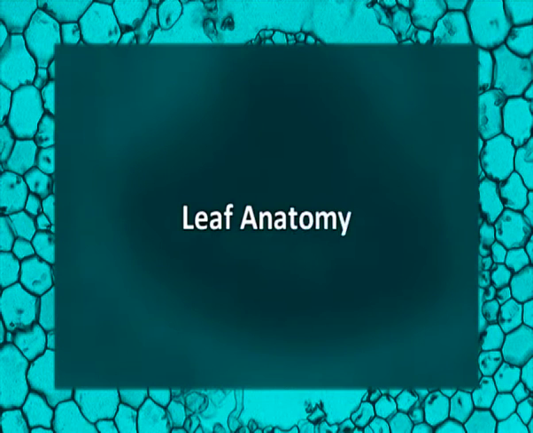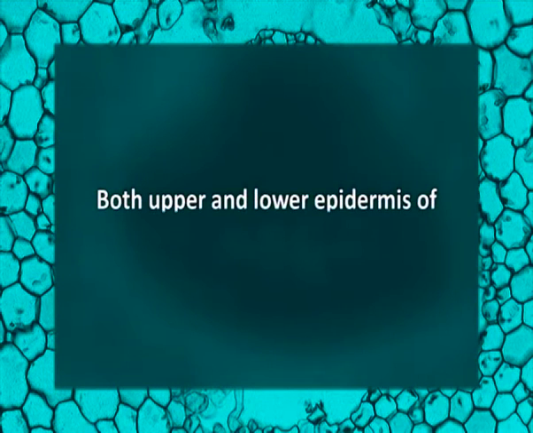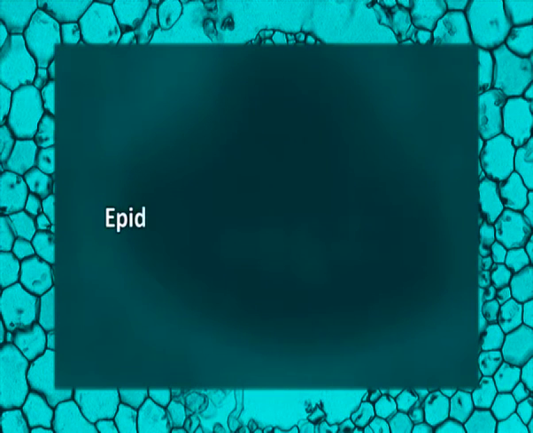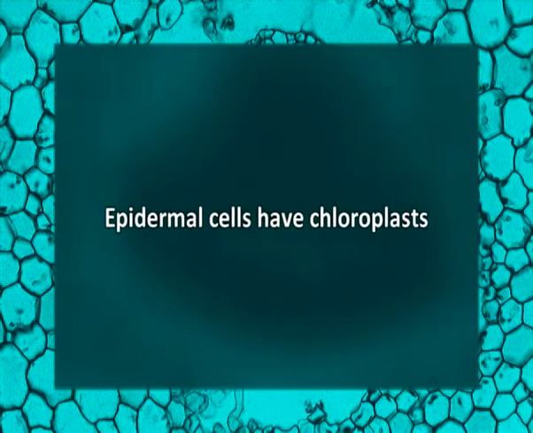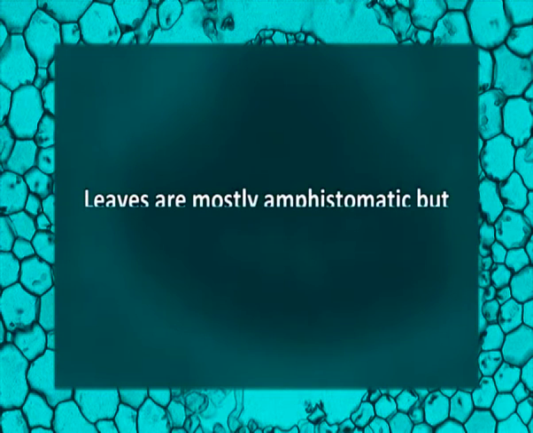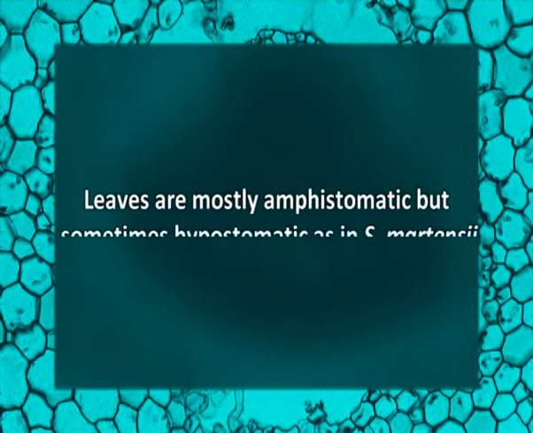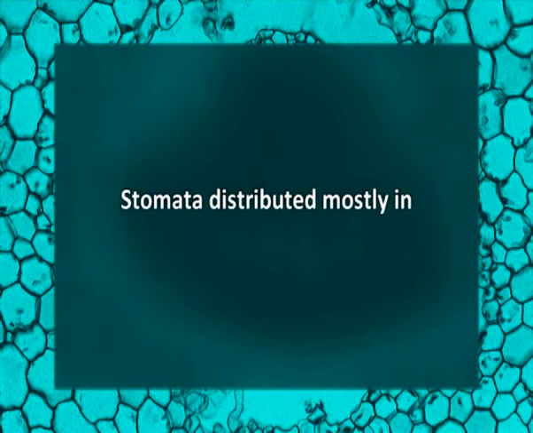Now leaf. Both upper and lower epidermis of the leaf are unistratous. The epidermal cells have chloroplasts. The leaves are mostly epistomatic, but sometimes they are hypostomatic, as in Selaginella mertensae. Stomata are distributed mostly in the midrib region.